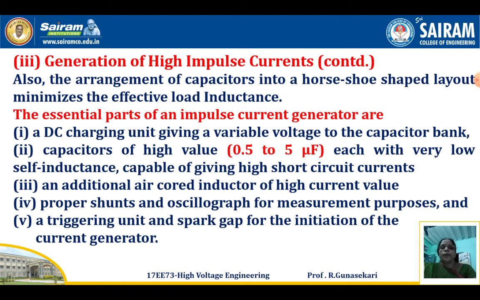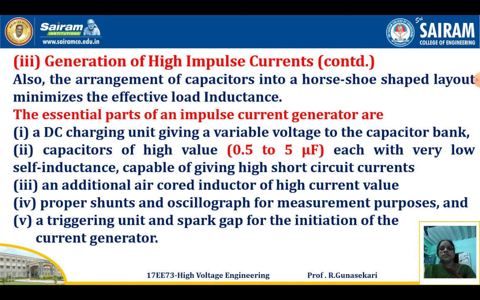The essential parts of an impulse current generator are, first, a DC charging unit. Why are we using the DC charging unit? It is used to give a variable voltage to the capacitor bank. Second is capacitors. The capacitor is designed with a high value, 0.5 to 5 microfarad. Each capacitor has very low self inductance, capable of giving high short circuit currents. That's why the capacitor is designed with very low self inductance.